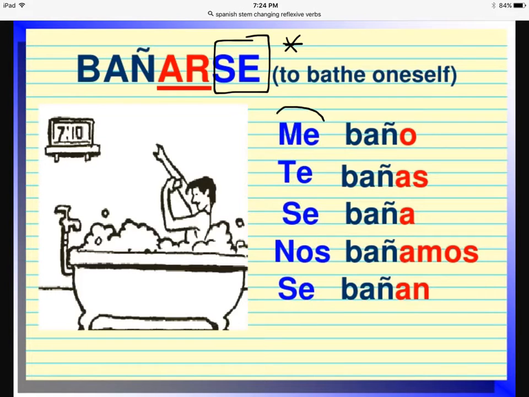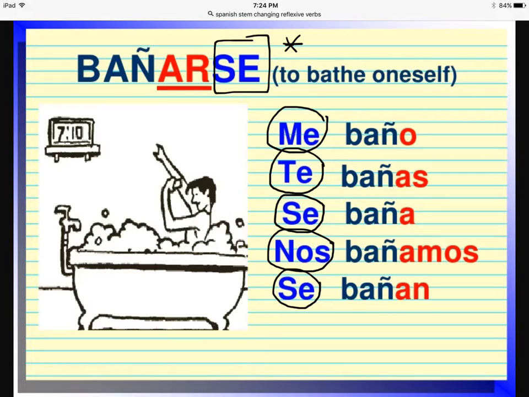When you're conjugating, you have to change the se to reflect the person who's doing the action. If I'm doing the action, the pronoun has to be me. If you familiar are doing the action, it has to be te. If he, she, or you formal are doing the action, it would be se. If we are doing the action, it's nos. And if it's they or you all, then it would be se. Remember, you have to have those pronouns along with your conjugated verb.